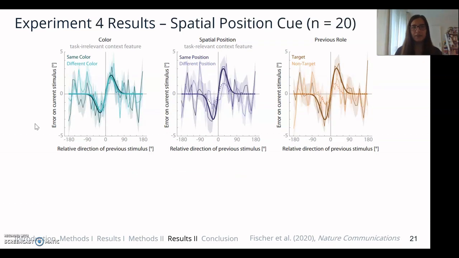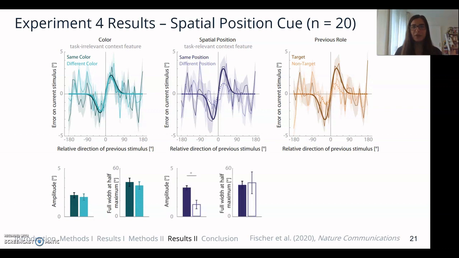In our final experiment, in which we cued via spatial position, we could again observe that color, now task-irrelevant, had no effect on serial dependence. In contrast, task-relevant spatial position had a strong effect on serial dependence, as we could again observe only a significant bias between items with the same spatial position across trials. And once again, we observed that there is only a significant serial dependence towards previous targets.